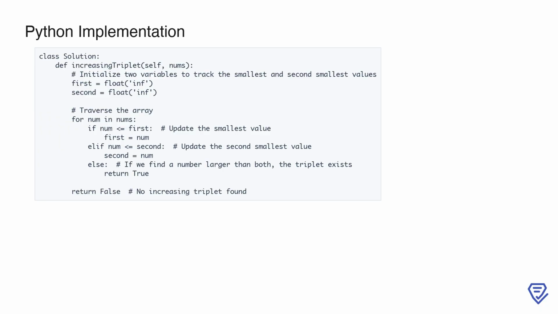The algorithm iterates through the array using a single loop. For each number, it checks: 1. If the number is less than or equal to first, update first to the current number. This ensures first always holds the smallest number encountered so far. 2. If the number is greater than first but less than or equal to second, update second to the current number. This ensures second holds the smallest number greater than first.